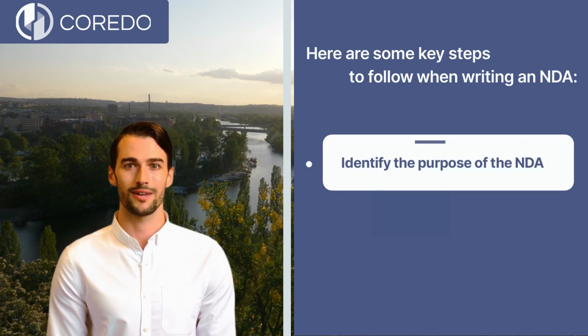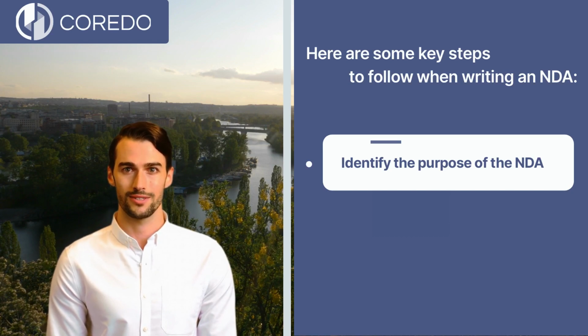Identify the purpose of the non-disclosure agreement. It is essential to clearly define the purpose of the non-disclosure agreement and the specific information that needs to be protected. This can include trade secrets, business plans, proprietary technology, financial information, and other sensitive information. It is helpful to create a list of the specific types of information that will be covered under the non-disclosure agreement, as this will help define the scope of the agreement.